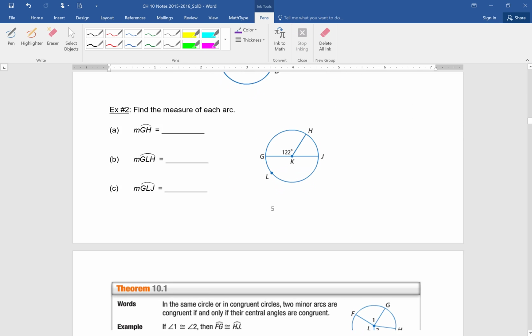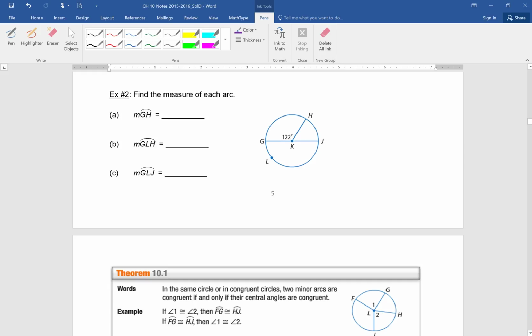Okay, so here's an example. We're given some of these here. We want to find the measure of each arc. So I see a diagram like this, and I'm given the central angle. The first thing I do is go and label the arcs as well, because that's easy. And it's good practice to do that, because later on we're going to be talking about inscribed angles and so on, and those are different. So this is 122 degrees here.